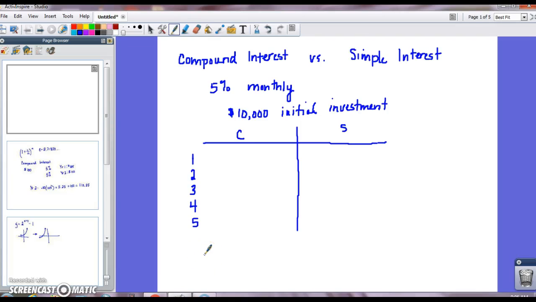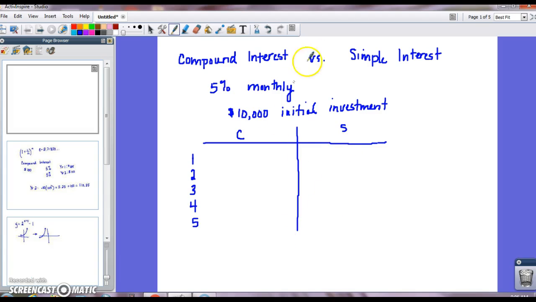Okay, let's continue talking about the compound interest versus simple interest example. Pardon my handwriting on there. So here's the deal. We start with an initial investment of $10,000 and we are accruing interest 5% each month. So instead of yearly, we're just doing monthly in this example.